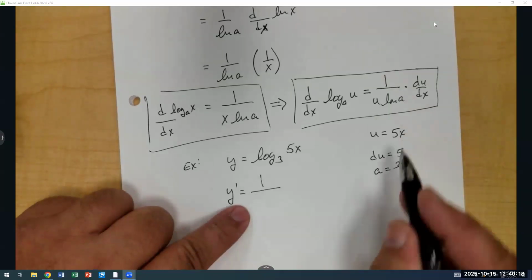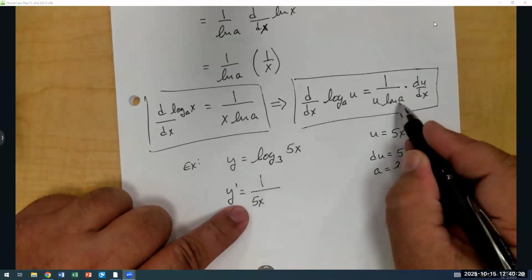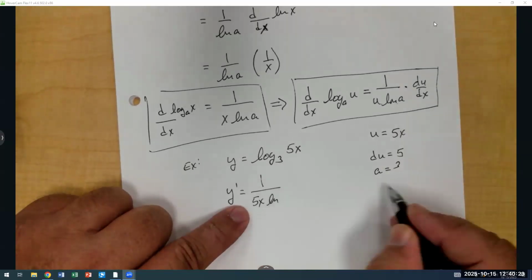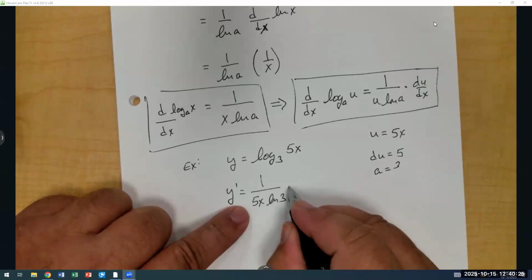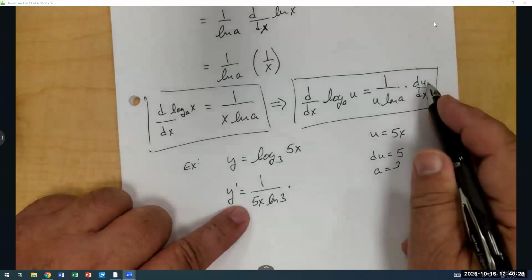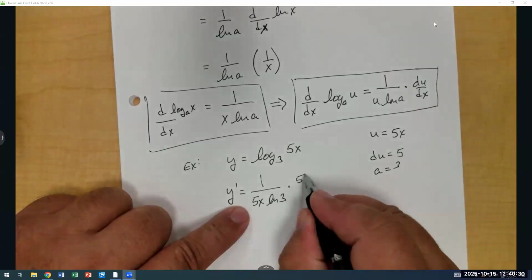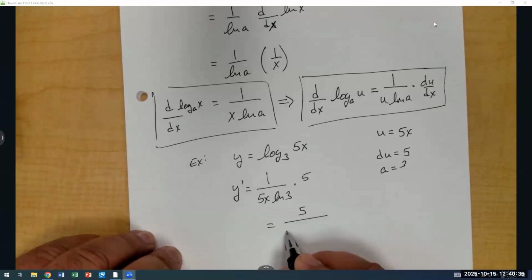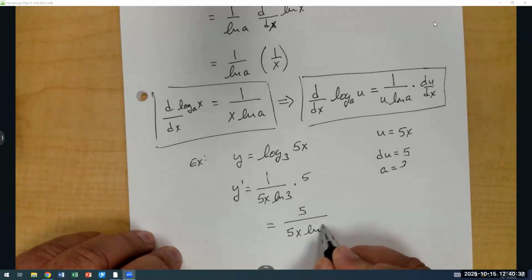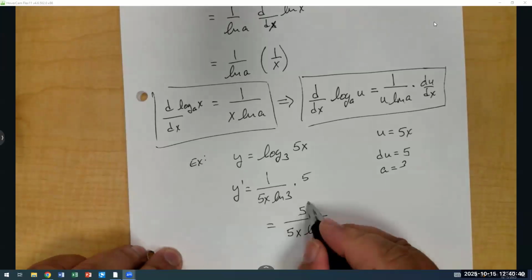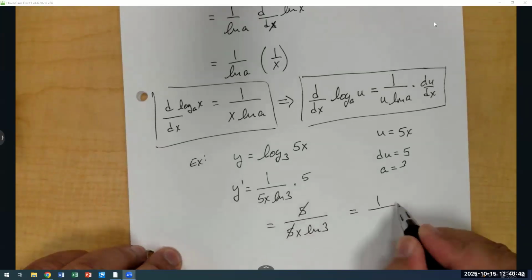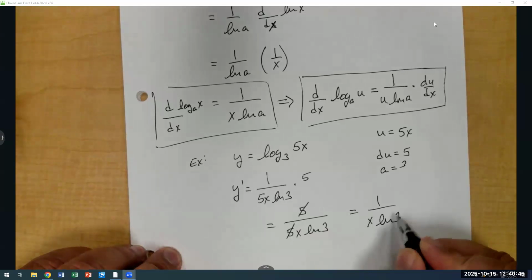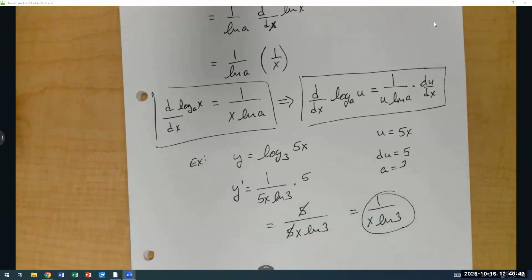1 over u. U is 5x. ln a. A is 3. Times du. Du is 5. So it's 5 over 5x ln 3. The 5's cancel, which is 1 over x ln 3. There's your answer. It's just a matter of plugging and playing.